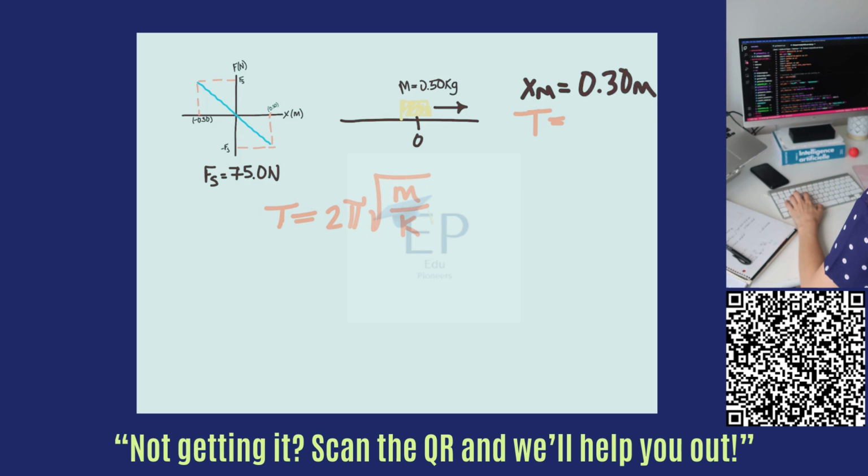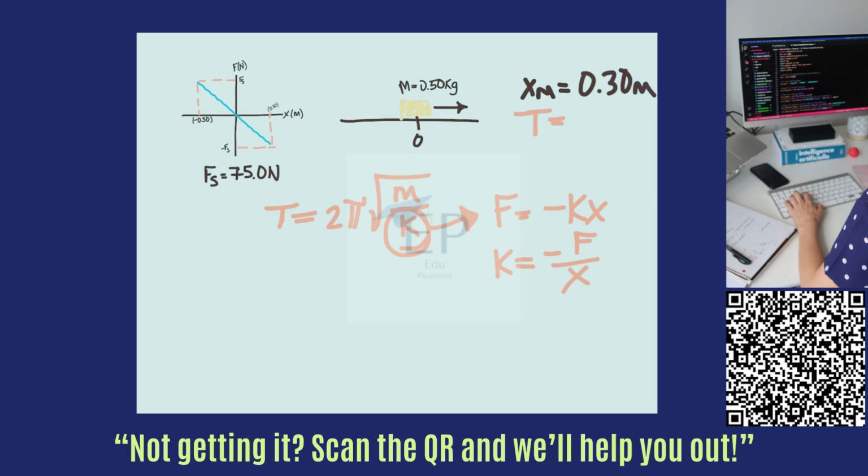Now, the issue is we don't know our spring constant. So we're going to have to actually take this term and substitute another equation in for that. And because we do know the force, we're going to use the equation force equals negative kx and rearrange that for k. So our k is going to equal negative force divided by our position. And again, looking up here at the graph, we can see that when we have our maximum force, we are also at our maximum position here. So we can substitute in these values.